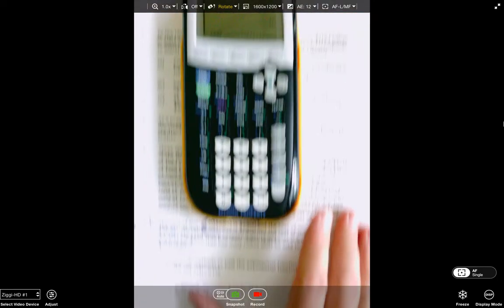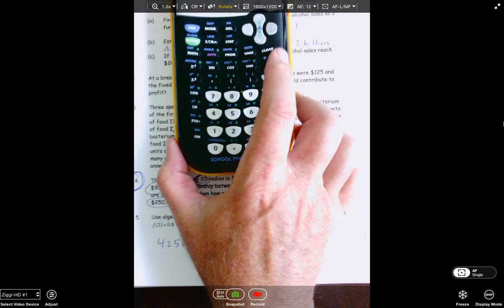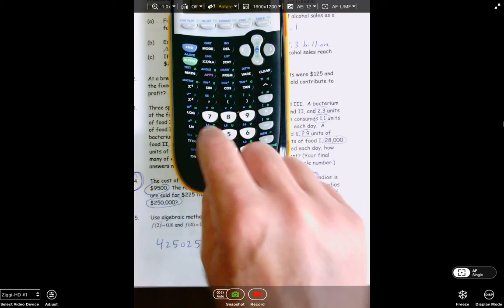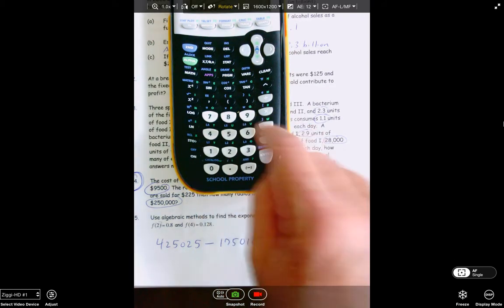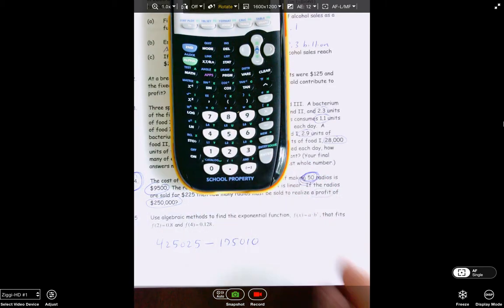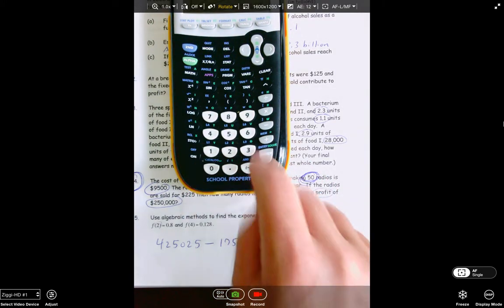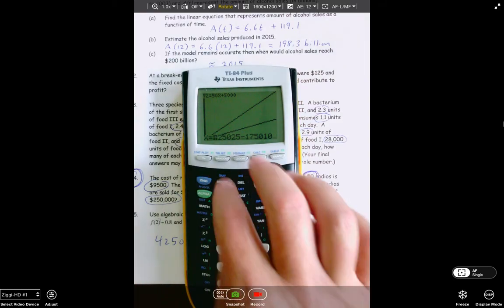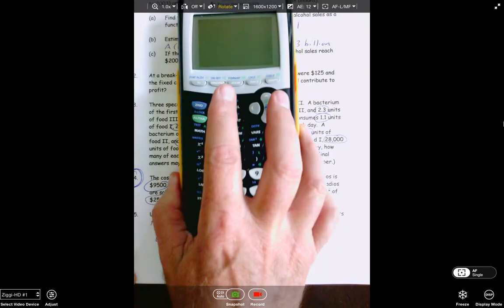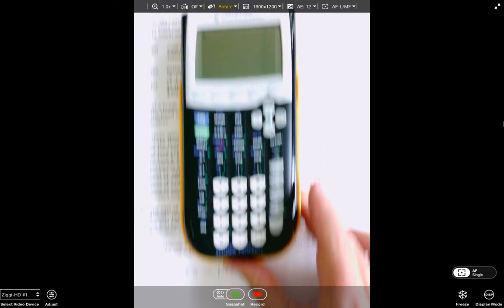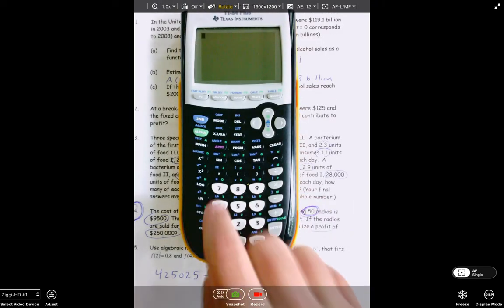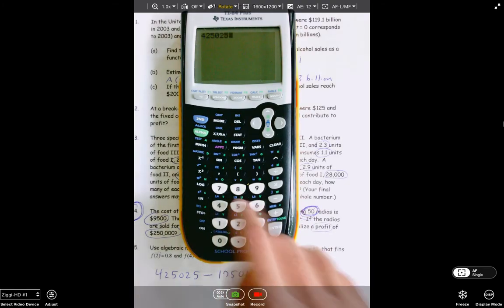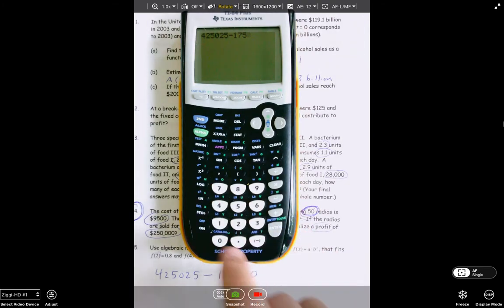So I just wrote those two numbers down right down at the bottom. So if I take 425,025 minus 175,010, notice that I get something invalid. What did I do wrong? Oh, I can't do it there. Got to do it back in the home screen. So 425,025 minus 175,010. So I get right at 250,000.